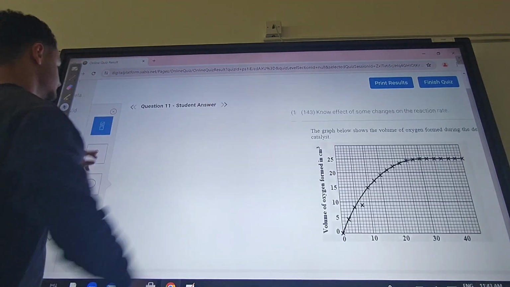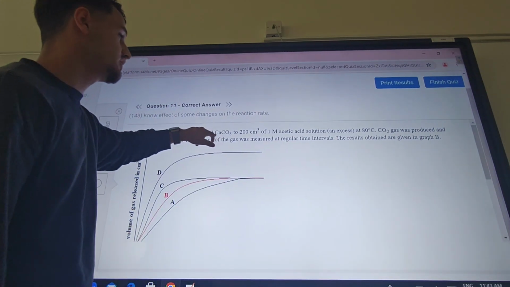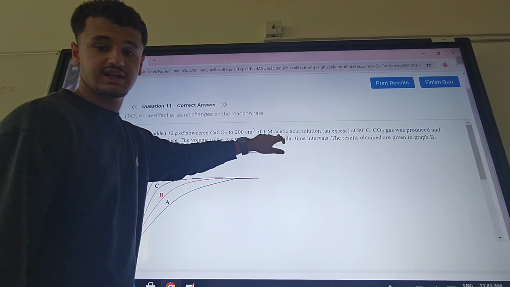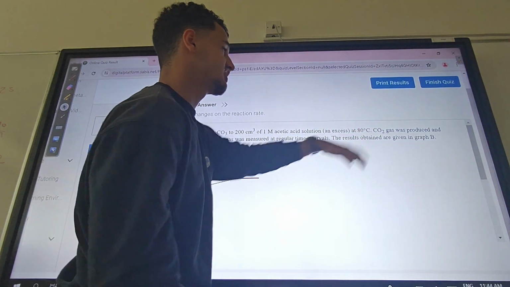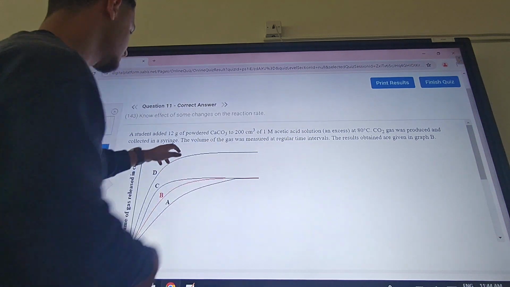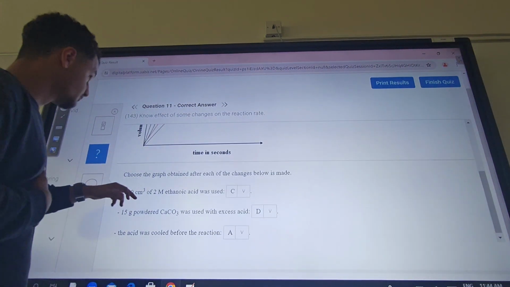That's it. Question 11. A student added 12 grams of powdered CaCO3 to 1 molar acetic acid solution. The acetic acid, they said, is in excess. At 80 degrees Celsius, carbon dioxide was produced and collected in a syringe. What will happen? They gave us 3 grams.